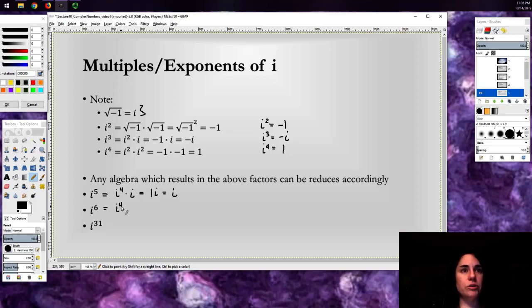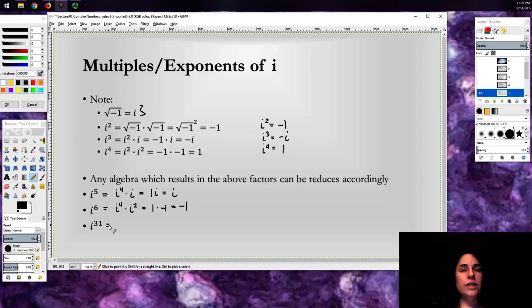Let's do i to the 6th. I'm going to recognize i to the 6th as i to the 4th times i squared. i to the 4th is 1. i squared is negative 1. So i to the 6th power is negative 1. And so when you see exponents, what you'll do is divide them up into these base exponents: i to the 4th, i to the 3rd, i squared, i to the 1st, and move from there. So I put a more complex one down here.